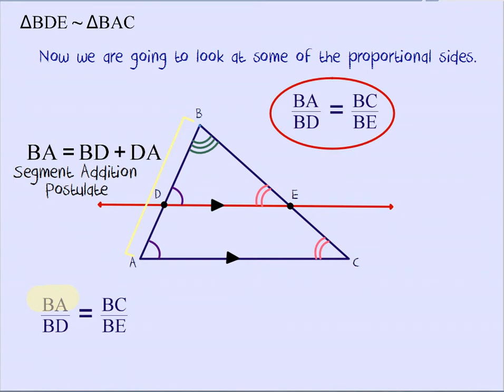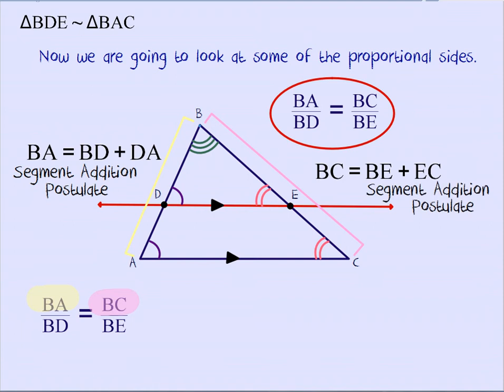I'm going to do the same thing to the other side. I'm going to take BC and I'm going to break it down and use the segment addition postulate to add the two smaller portions together to equal the longer segment. So I'm going to say BE when added to EC equals the whole segment BC. And again, that's called the segment addition postulate. Two smaller segments added together form a larger, longer segment.